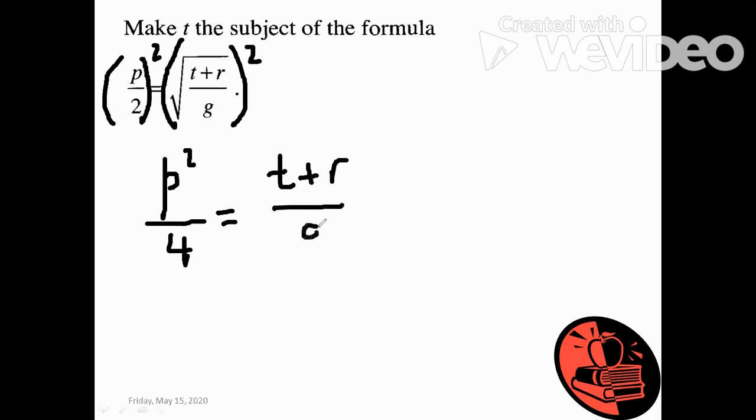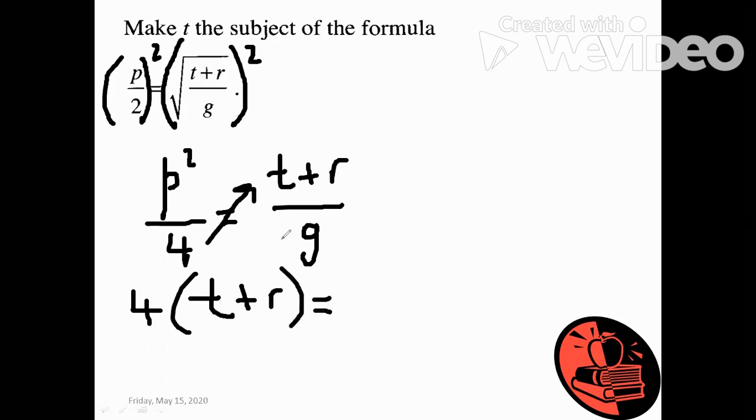Now the question says to make t the subject of the formula. It's an equation containing fractions, so we're going to cross multiply. And by tradition, it's always best to multiply the one that you want first. So because we want t, we're going to multiply 4. We're going to multiply that one first. So it's going to be 4 times t plus r, and this is going to be g times p squared.